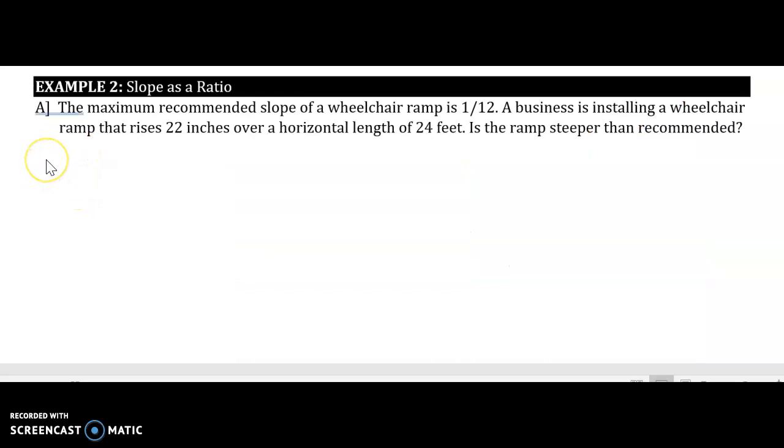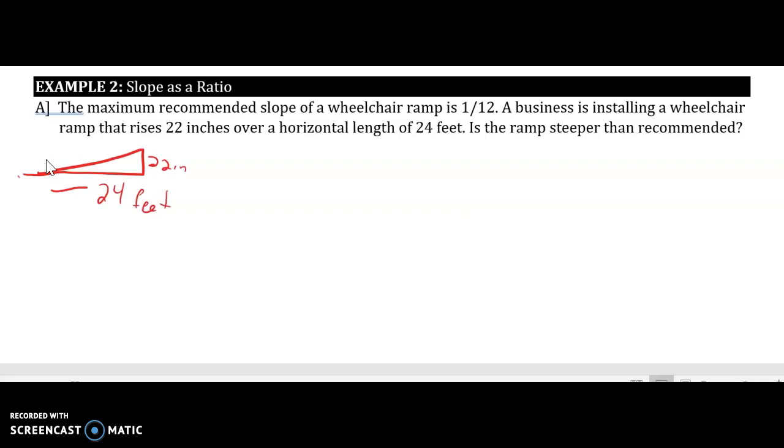Okay, so we have a word problem with slope. Sometimes it's helpful to draw a picture. It's supposed to be straight, but you have a wheelchair ramp. By code, there are all kinds of building codes, including for wheelchair ramps. This is the maximum slope that a wheelchair ramp can be built at. So, a ramp that rises 22 inches over 24 feet.